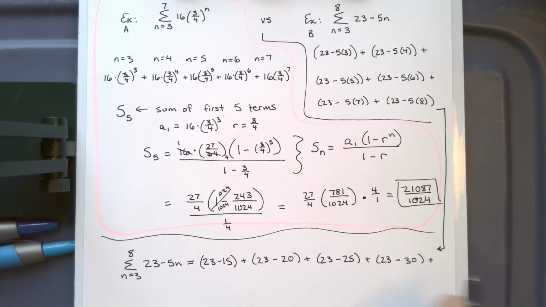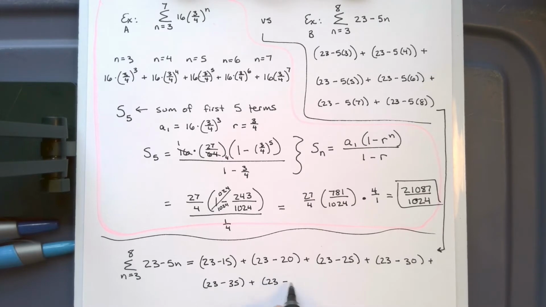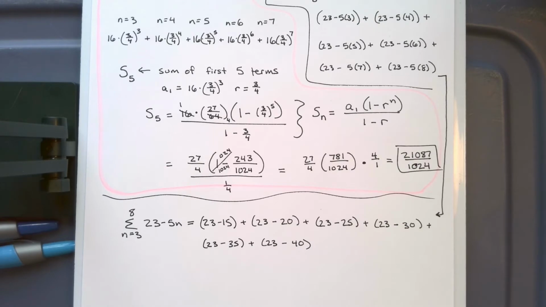Maybe you see a pattern. If you don't, that's okay. I'm going to talk about it in a second. 23 minus 35, 23 minus 40. N equals 3, 4, 5, 6, 7, 8. So we got all our terms. Let's go ahead and talk about how these numbers are changing.